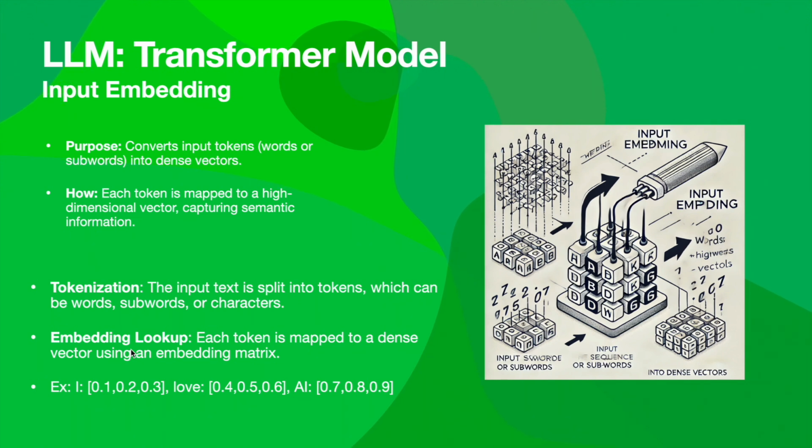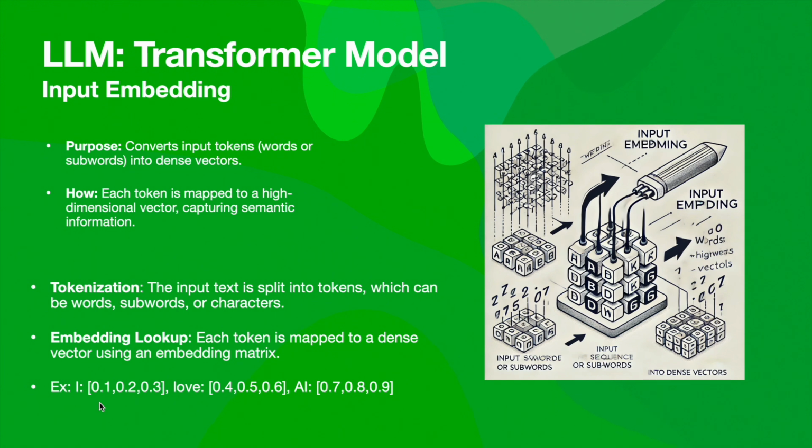Each token is mapped to its dense vector using an embedding matrix. You can go with any word2vec model; I am going to use a normal word2vec model here. Suppose I have a sentence, and the sentence is "I love AI", and I'm using a dense vector of size 3. This is a normal example I'm going to explain to you.